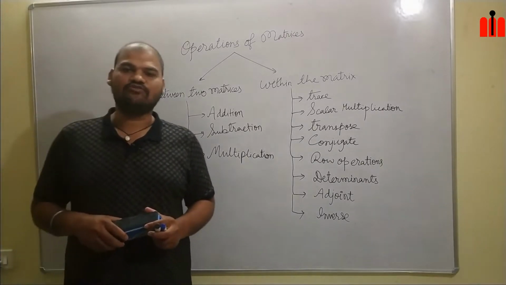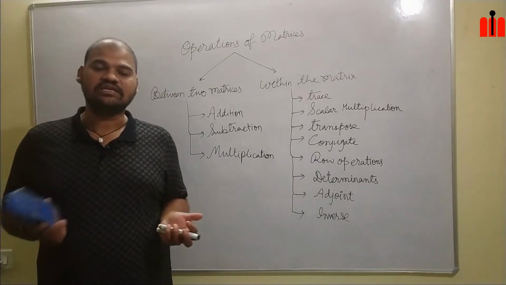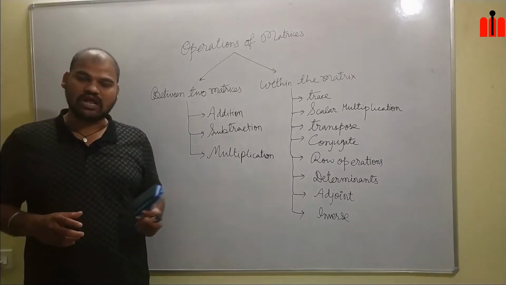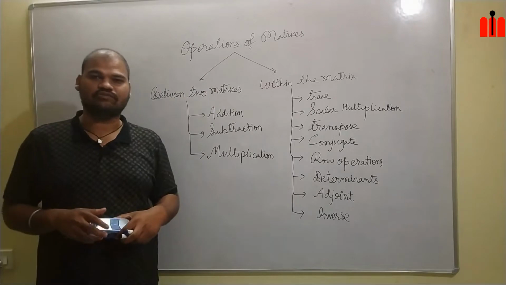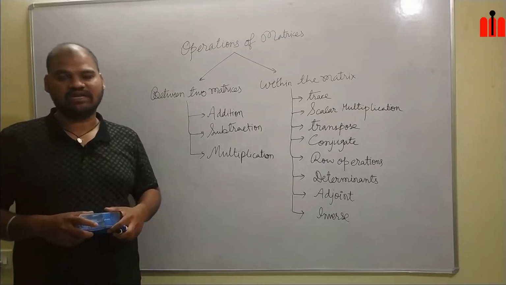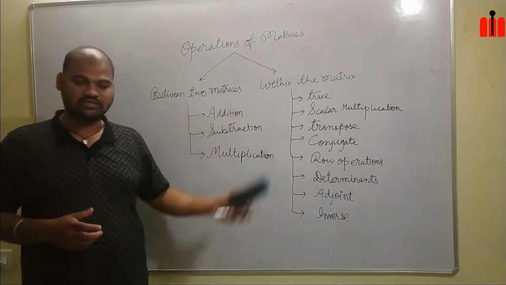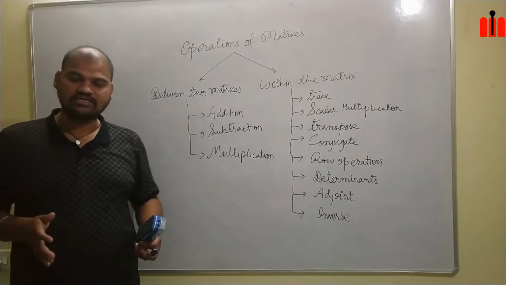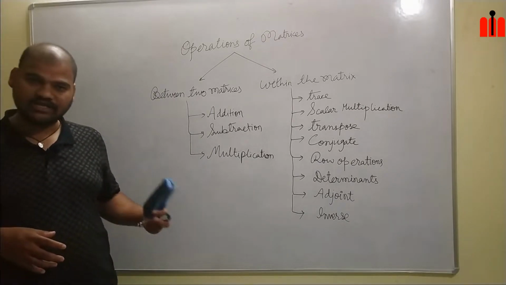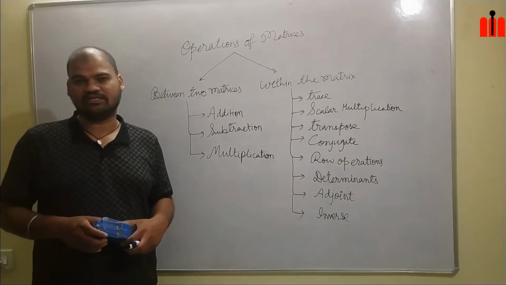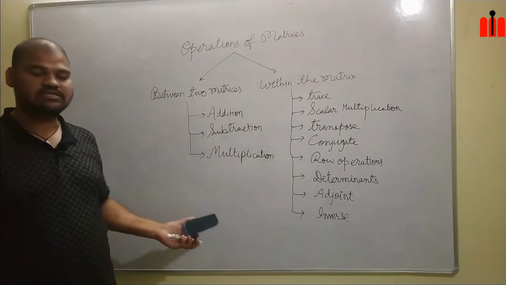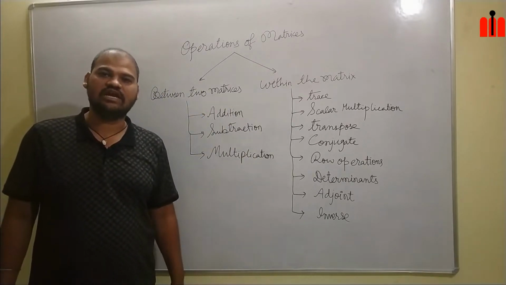We are at the class of matrices now. Today is detailed explanation class 4 for matrices. This class is based on the operations of the matrices. We had divided operations into two parts. One, between two matrices, that means taking two matrices and doing operations between them, such as addition, subtraction and multiplication. This is covered in one of our previous detailed explanation classes.